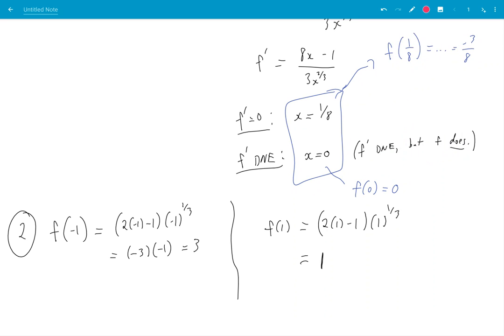Okay, so negative 1 to the 1/3. Okay, remember that's the third root of negative 1. So what times itself 3 times gives negative 1? Well, it's negative 1 itself.